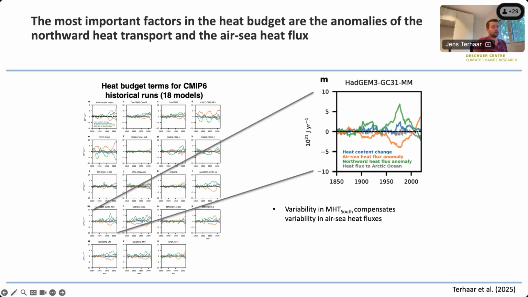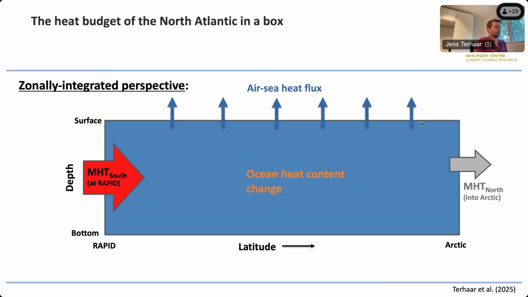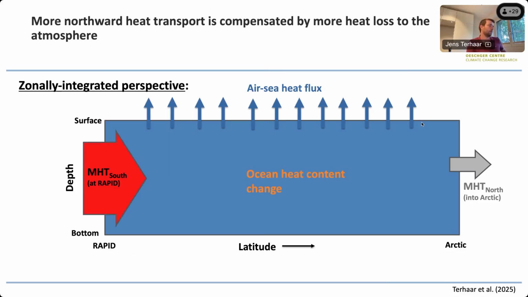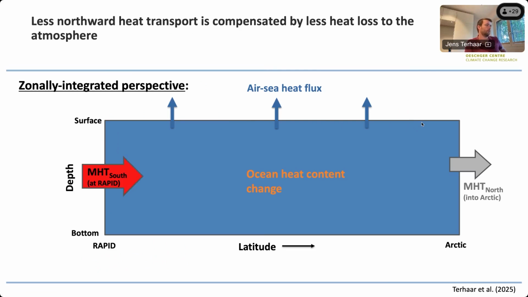So the heat content change, in blue, is on average in most models relatively small. And we have the northward heat flux anomaly from the AMOC in green, and it's mainly compensated by the RC heat flux anomaly. So these two quantities are really the strongest ones in the budget. And the idea that we use is that if you look here at the North Atlantic as a box, you have the meridional heat transport from the south, and if that increases, you just lose more heat to the atmosphere, and if that decreases, there's less outflux to the atmosphere.